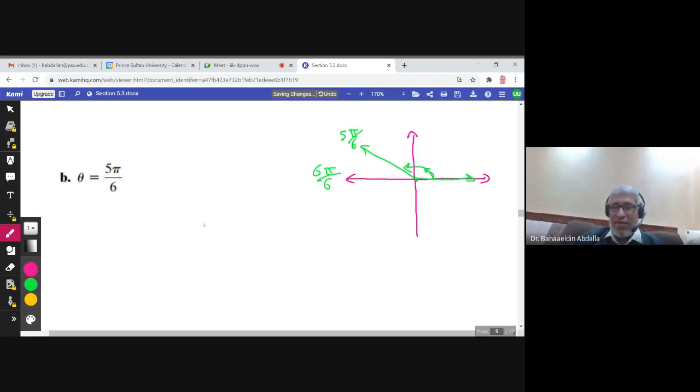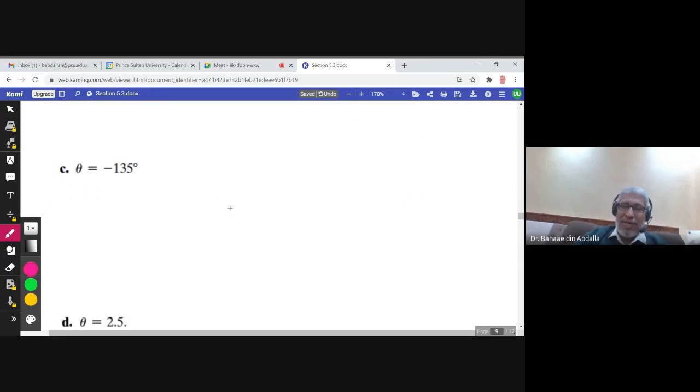Now where is the reference angle? This is the reference angle. This is theta prime. How to find theta prime? It is 6 pi over 6 minus 5 pi over 6. So it is pi over 6. So the reference angle of 5 pi over 6 is pi over 6.